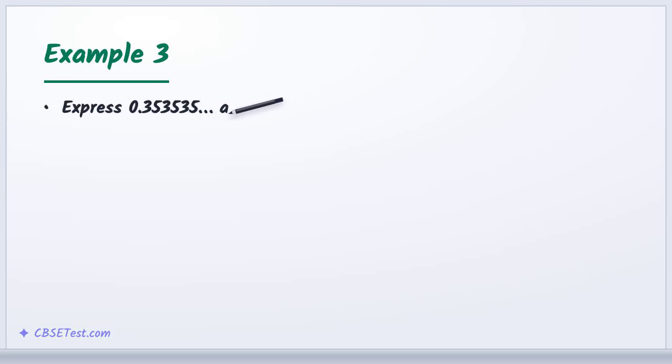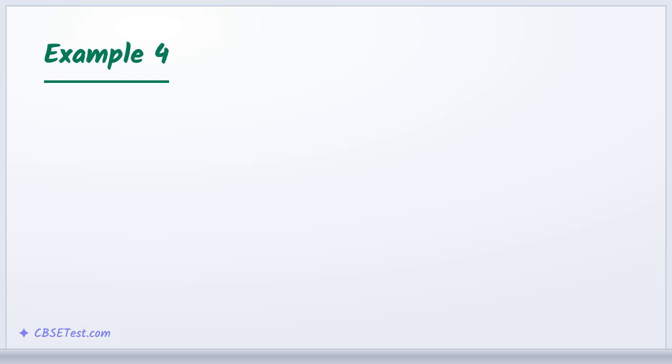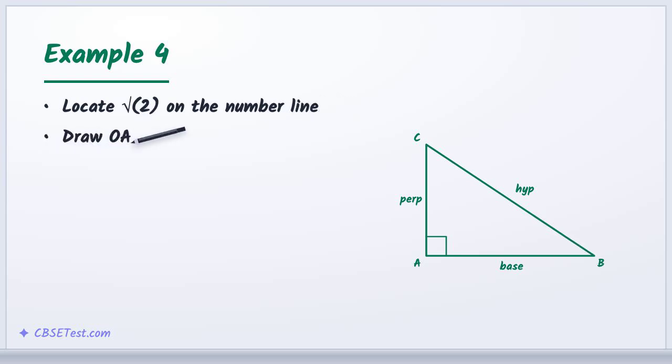When two digits repeat, multiply by 100 instead. Subtracting cancels the repeating tail again, giving 99x equals 35. So the fraction is 35 over 99. Notice the trick. One repeating digit, multiply by 10. Two digits, by 100. We can even draw root 2.